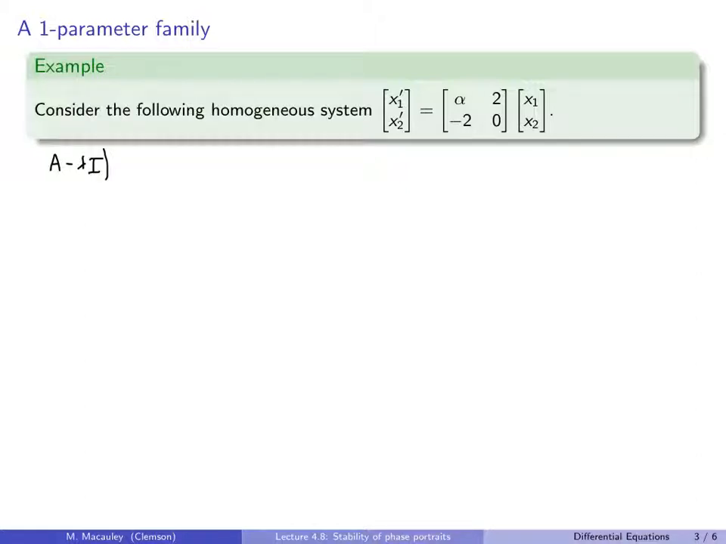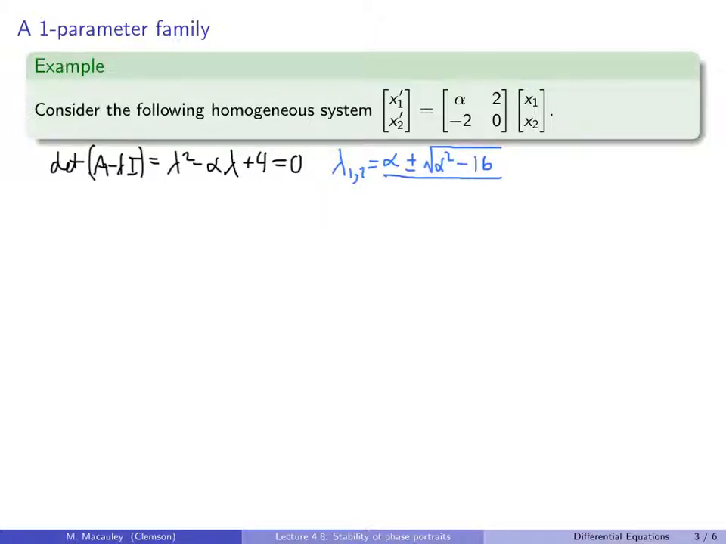The determinant of A minus lambda I is, using my shortcut now, lambda squared minus the trace, which is the sum of the diagonal entries, so minus alpha lambda, plus the determinant. That determinant is 0 minus negative 4, which is plus 4, equals 0. Let's use the quadratic formula, and we get lambda 1, lambda 2 equals negative b, so that's alpha, plus or minus the square root of b squared, so that's alpha squared, minus 4ac, where a is 1 and c is 4, so that's 16, all over 2a, which is all over 2.